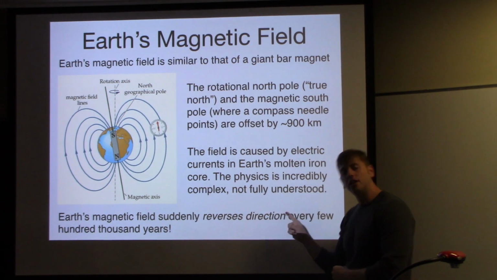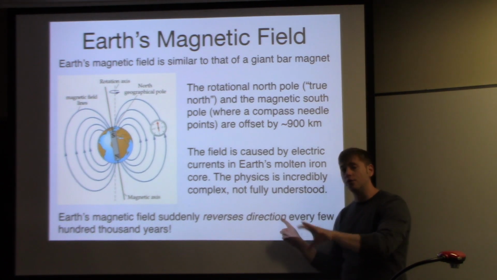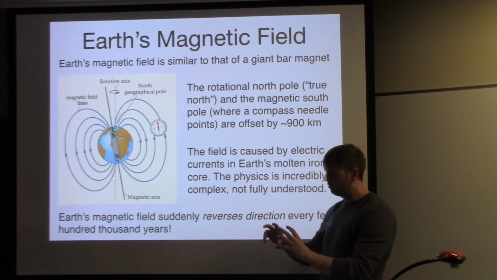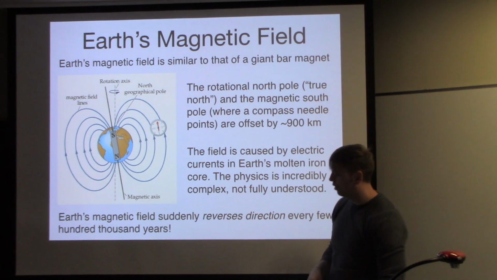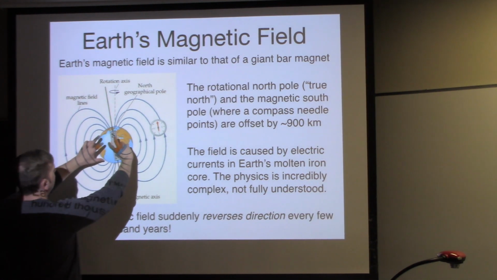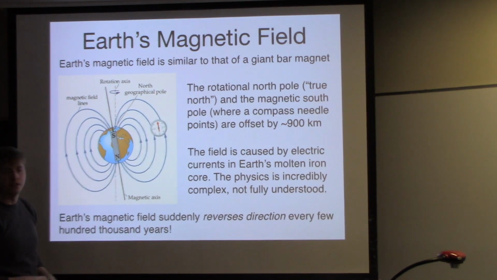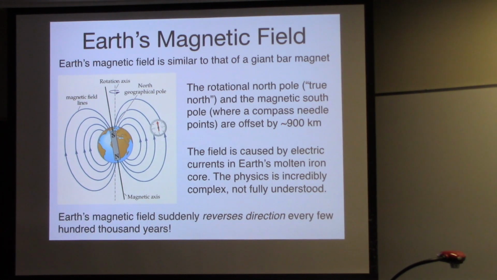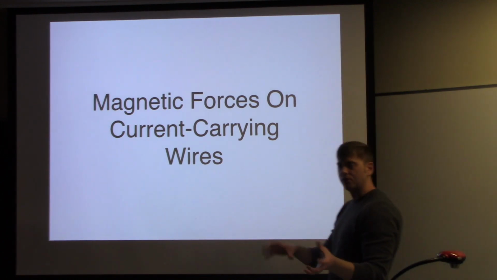Okay, now just to give you a quick sense as to how complicated the mechanism of the Earth's magnetic field actually is, it turns out the Earth's magnetic field suddenly flips, reverses direction, every couple 100,000 years. So in other words, this has happened many, many times throughout the history of the Earth, where what was once the South Pole all of a sudden becomes the North Pole. This is something that actually happens throughout Earth's history.